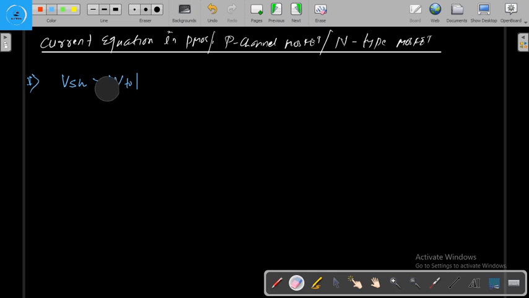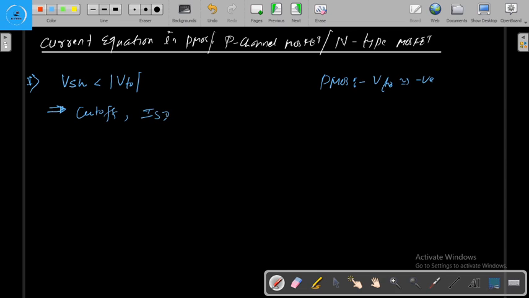So let's see here, when the VSG is less than the mod of VT naught, here I am using the mod of VT naught. For the PMOS, VT naught or threshold voltage is negative. So that's why I have taken the mod here, right? So when the VSG is less than the VT naught, this is the case for cutoff, and here the ISD will be equal to 0. No current flows through the P channel, right?